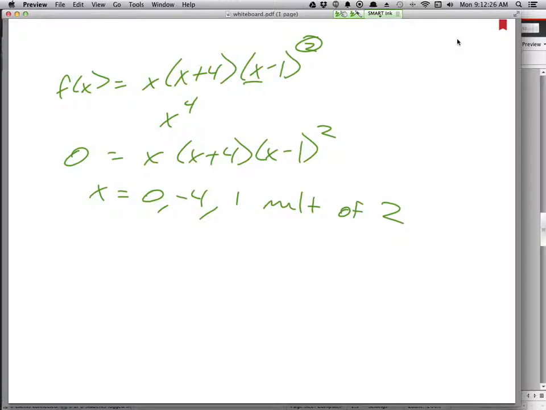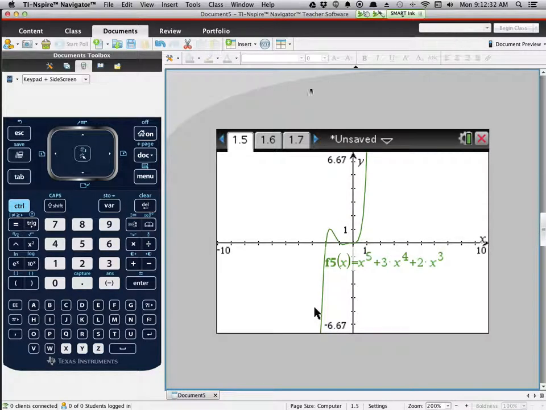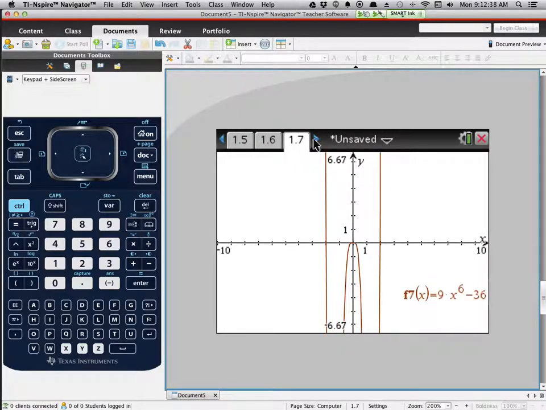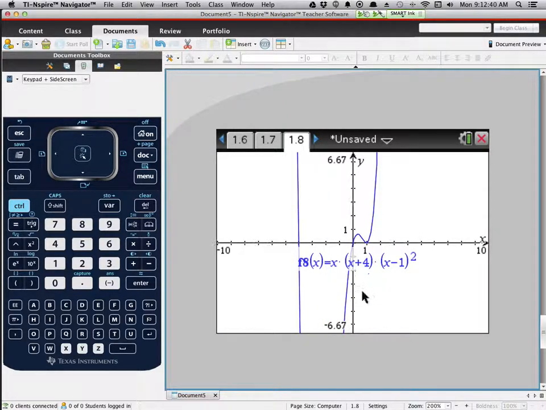Okay, so I know both ends are going up, I touch at those places, and I should not cross at 1. So let's look at the graph of that. There it is. So there's my graph. Were we right? Both ends are going up, and at 1 I only touch, I don't cross. Okay?